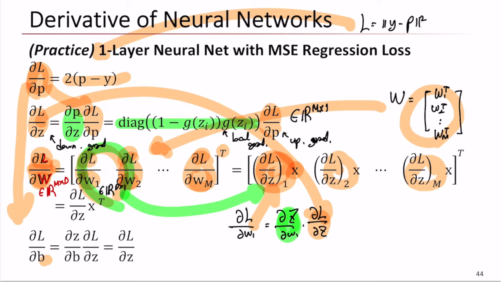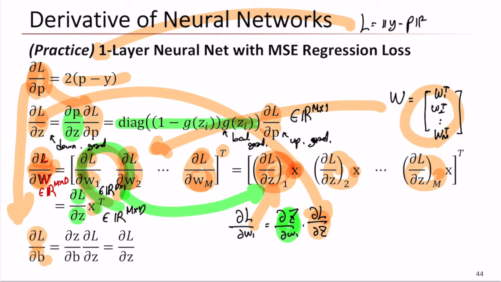Then finally, by factorizing, I mean by considering the same x as another vector, our final matrix is going to be ∂L/∂z times x transpose. So this is in our M by D space. This is a way to compute the matrix-to-scalar derivative.